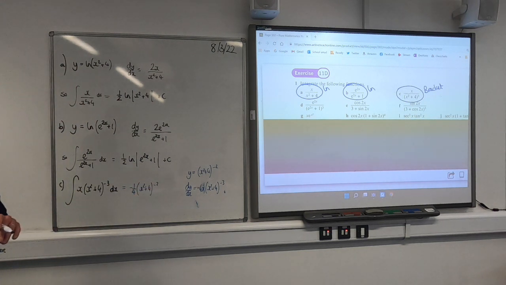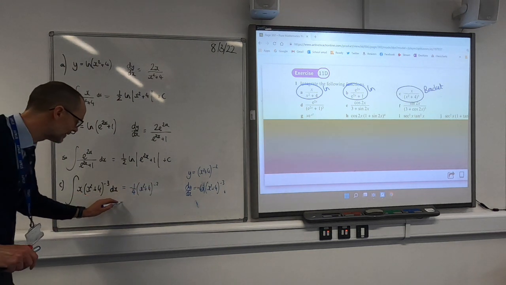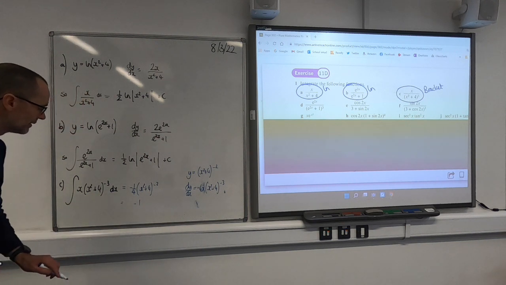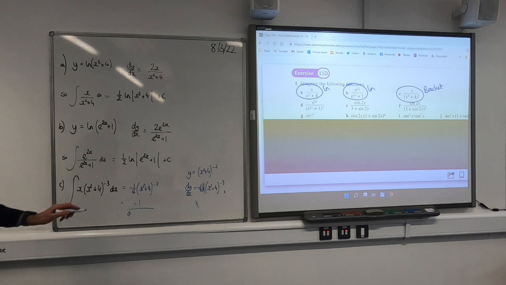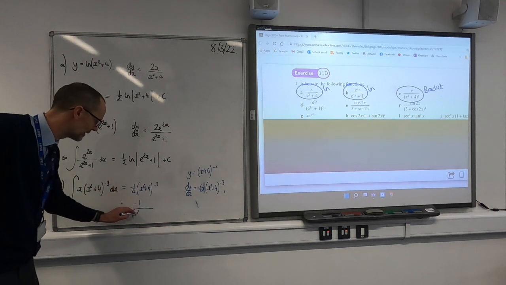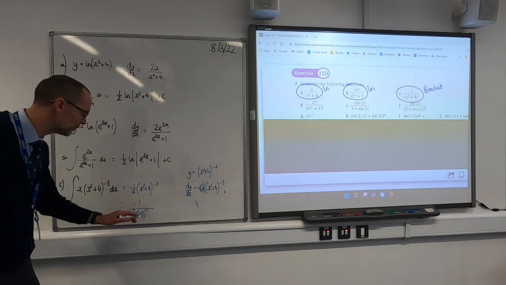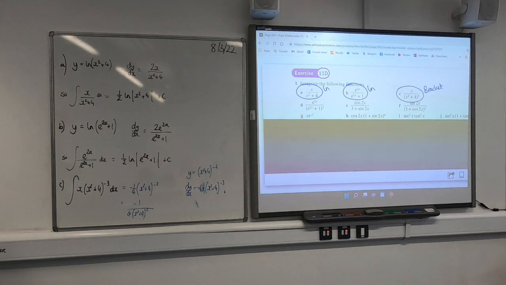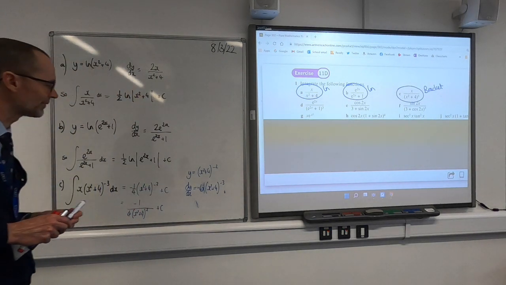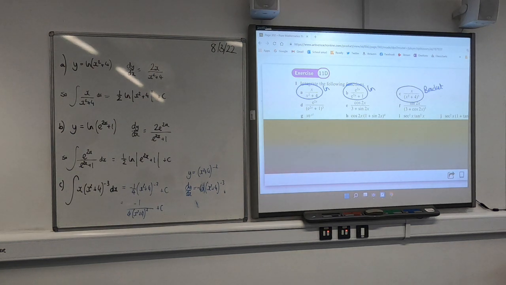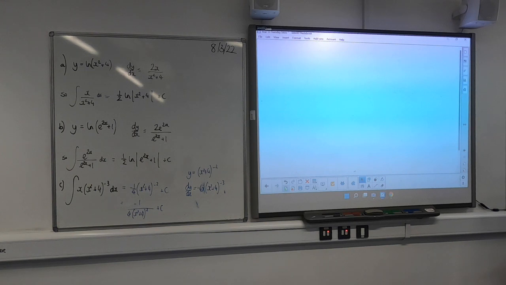Which, of course, I could write as minus 1 over 4, that's the fraction, it's got a 1 on the top and a 4 on the bottom, and this is the same as that squared, isn't it? So you could write it like that. It doesn't have to be written like that. Oh, plus C. Didn't you write plus C? Okay, let's move on back to integration.